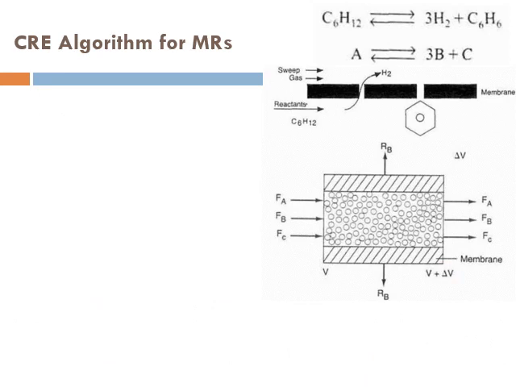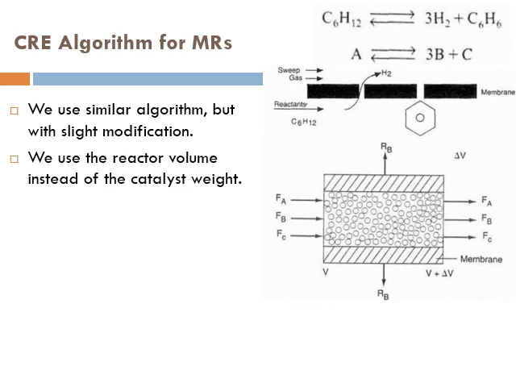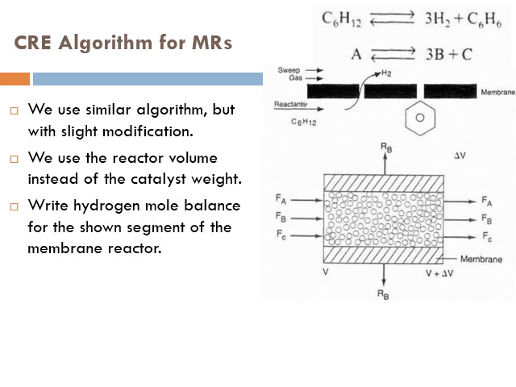Right, let's look at the CRE algorithm for the membrane reactor. We use a similar algorithm but with a slight modification. We use the reactor volume instead of the catalyst weight, and then you can convert weight to volume easily using the bulk density if there is catalyst inside the reactor. So how should we derive the design equation? Well, let's write the hydrogen mole balance for the shown segment of the membrane reactor. This is actually part of a large, very long membrane reactor. We took only a small segment in the middle.